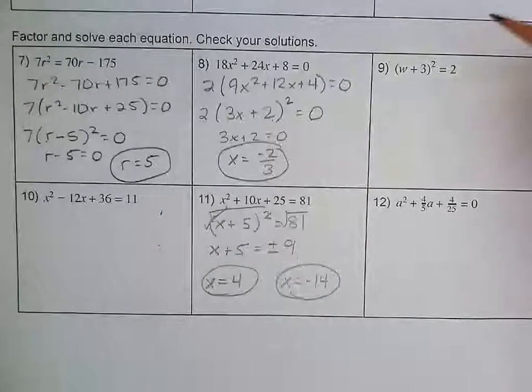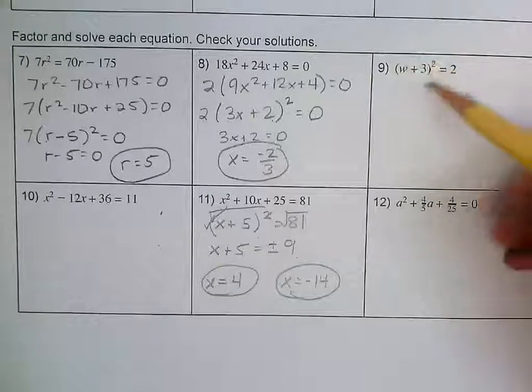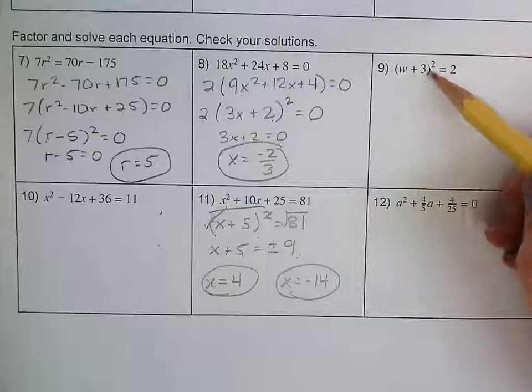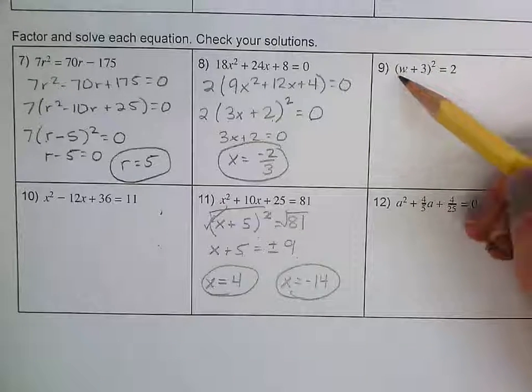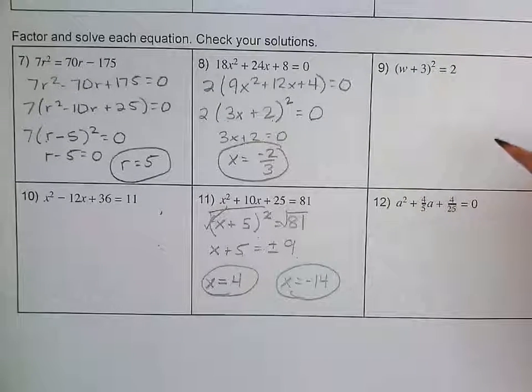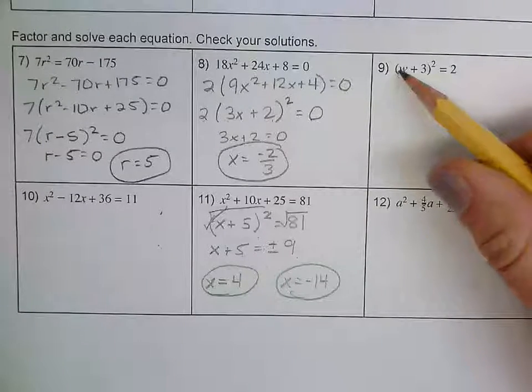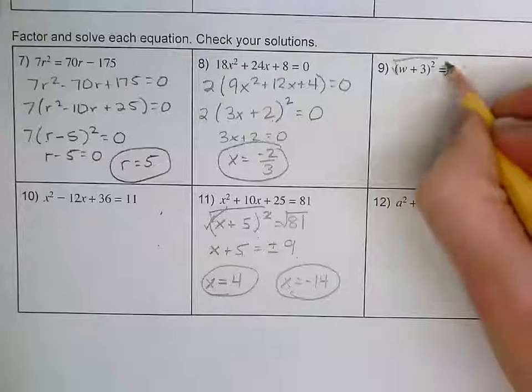So, number 9, this one's actually already been factored. This is already the perfect square. It's the sum of perfect squares because w plus 3 times itself, that means we're squaring it. Great. Okay, it's equal to 2. So now all we're doing on this one is solving. We need to take the square root of both sides.